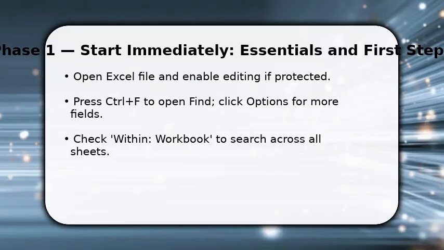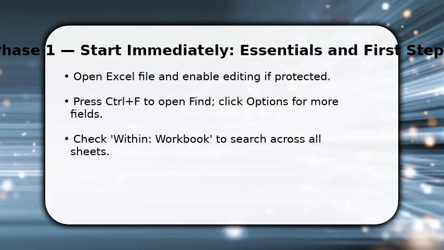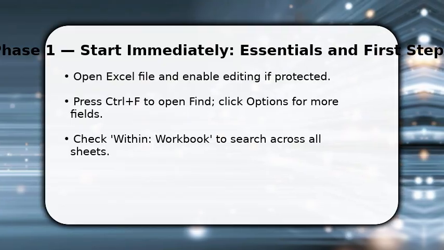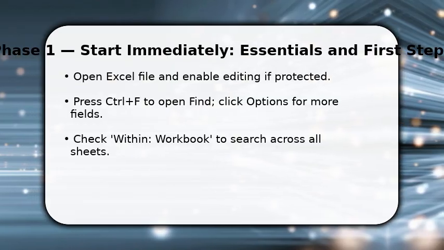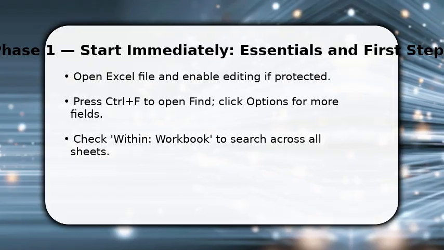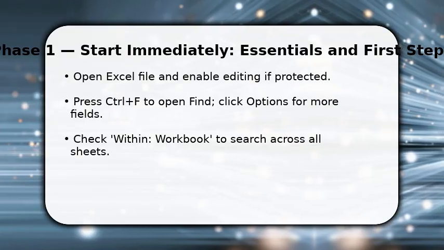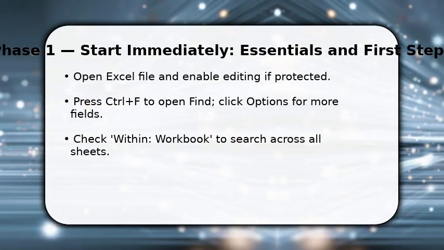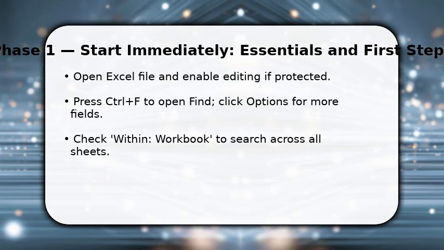Enjoy the video. You start by opening the workbook and enabling editing. This avoids permission prompts. Next, press Ctrl plus F to open the Find dialog and immediately click Options to reveal advanced controls. Make sure to change the Within field to Workbook so Excel searches every sheet rather than only the active one. Also set Look in to Formulas if you want names inside formulas. Once done, type a partial sheet name or exact string in Find what to begin the search.